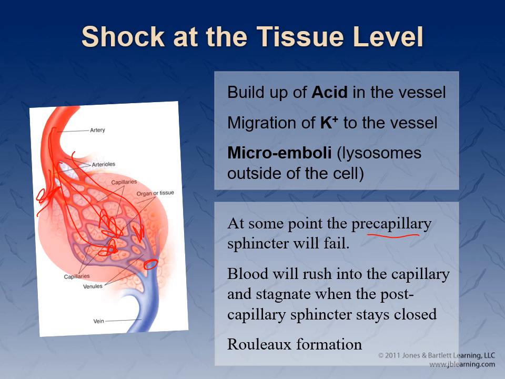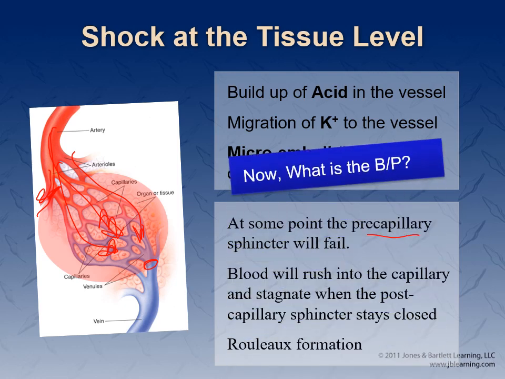So as blood goes in there and it has nowhere to go, blood is going to stagnate in there for seconds. Blood that stops is blood that clots. So when that happens, you get what's called a rouleau formation, and you're going to have blood clots. And that postcapillary sphincter is going to open up after that. So now what's heading to your central circulation is acid, potassium, and clots, basically microemboli. Now the blood pressure is dropping.